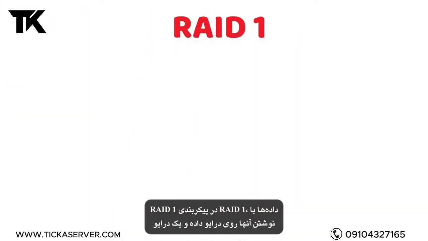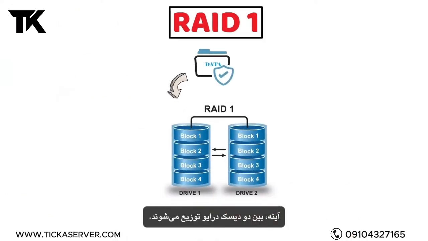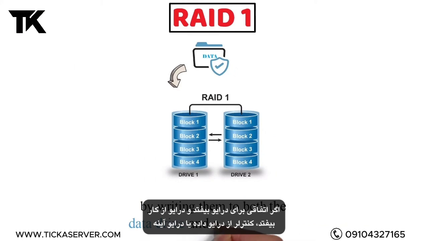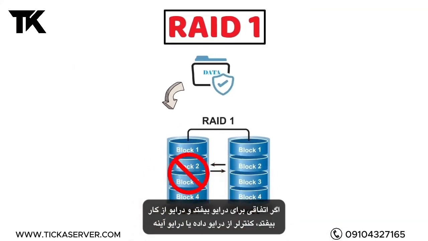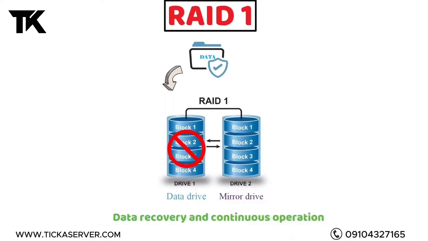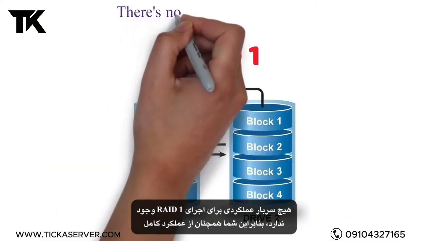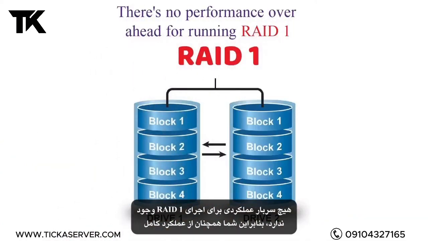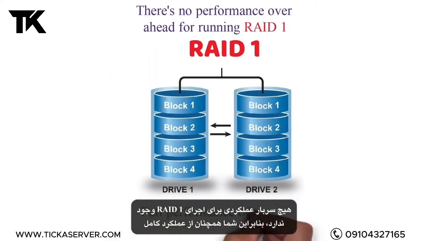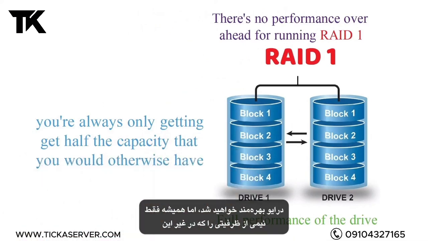RAID 1. In RAID 1 configuration, data is distributed to the two drives by writing it to both the data drive and a mirror drive. If something happens to the drive and the drive fails, the controller uses either the data drive or the mirror drive for data recovery and continuous operation. At least two drives are needed for a RAID 1 array. There is no performance overhead for running RAID 1, so you're still going to get the full performance of the drive, but you're always only getting half the capacity you would otherwise have.